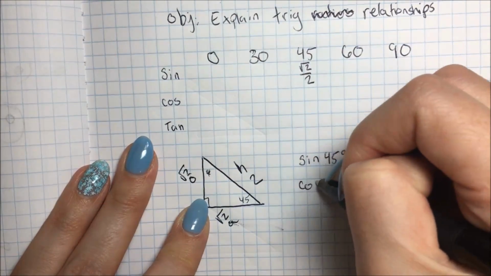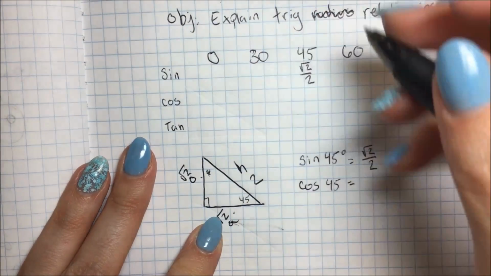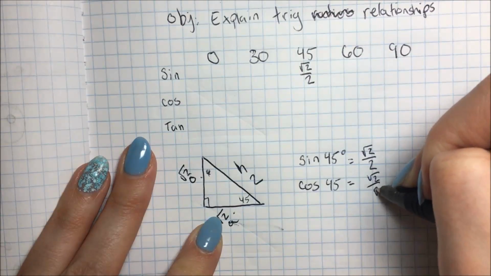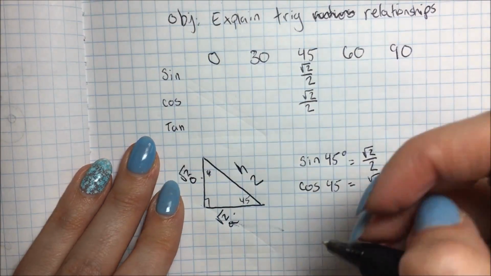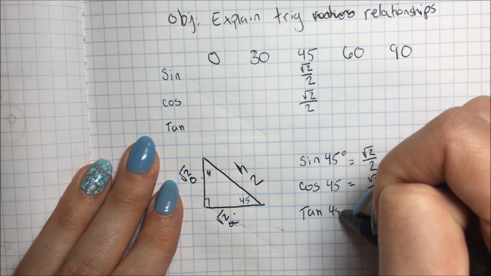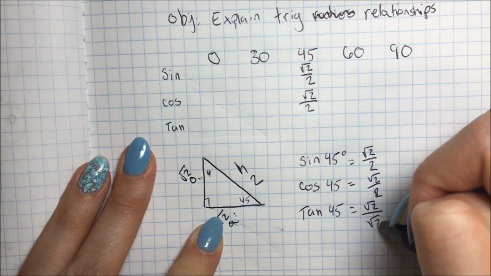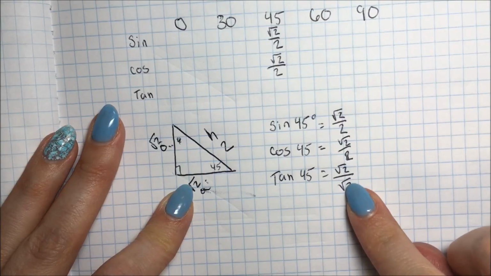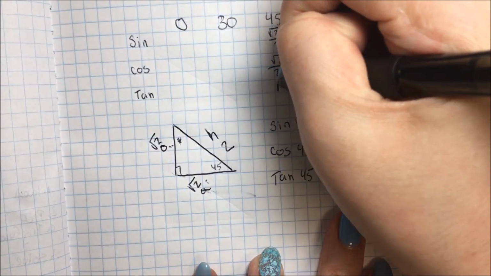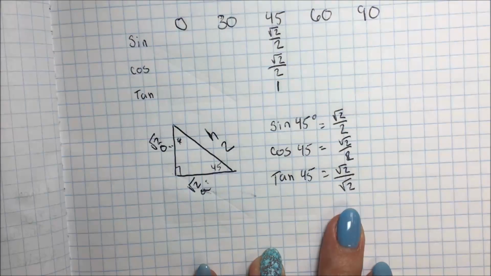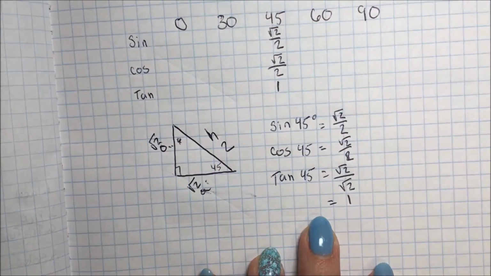If I wanted to find the cosine of 45, well, that would be adjacent over hypotenuse. That would be radical 2 over 2 as well. Okay. And if I wanted to find the tangent of 45, that would be opposite over adjacent, which is radical 2 over radical 2. Now, anything divided by itself is actually 1. Okay, so the tangent of 45 is really 1.